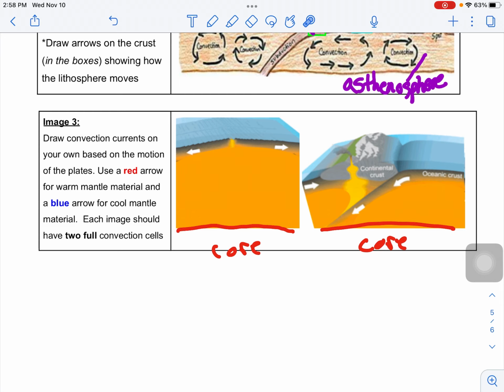one plate moving to the right. So I know that my warm mantle that's coming up here is going to be curving to the left, dragging that plate to the left. As it cools down, it's going to sink back down, and there I got my full convection current.